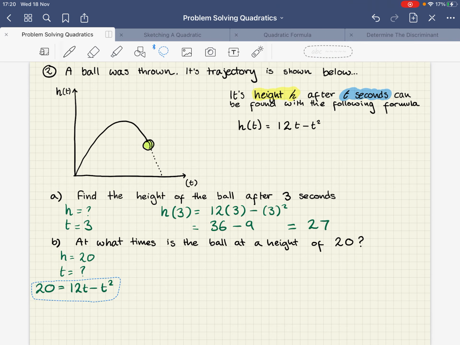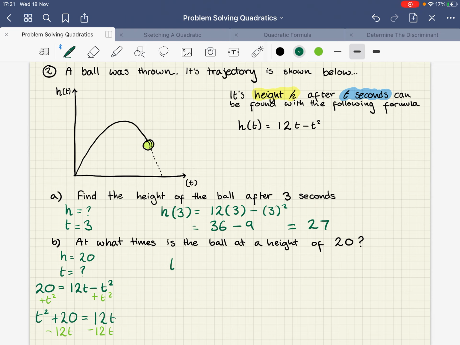Right now in this equation, I don't have everything on one side of my equal sign. So I want to change that. In my opinion, it's easier to move your squared term to the side where it's going to be positive. So I'm actually going to add t squared to both sides first. So I've now got t squared plus 20 equals 12t. And then I'm going to minus the 12t on both sides. So I end up now with an equation of t squared minus 12t plus 20 equals 0.